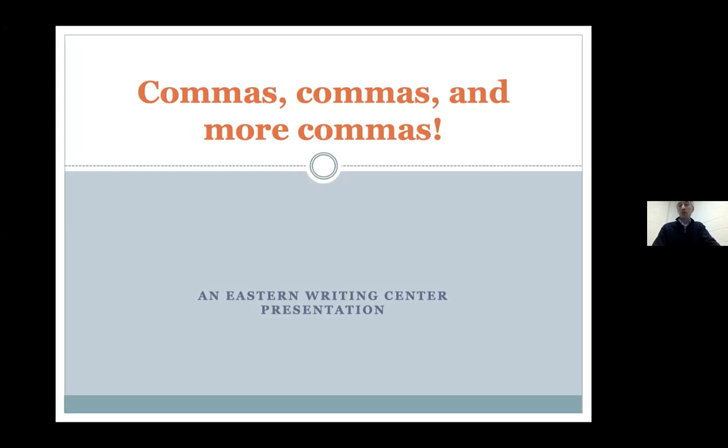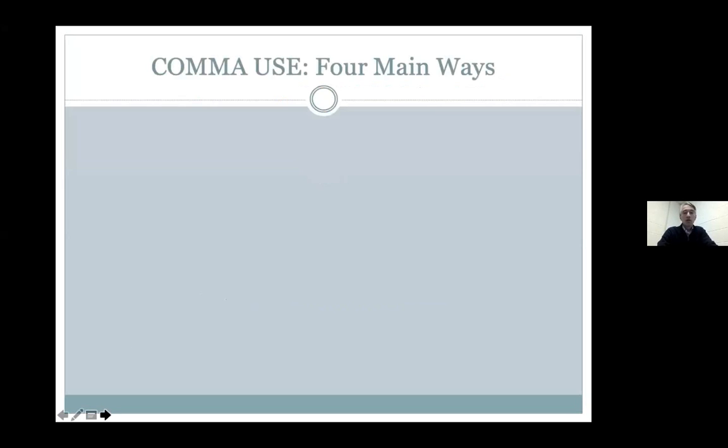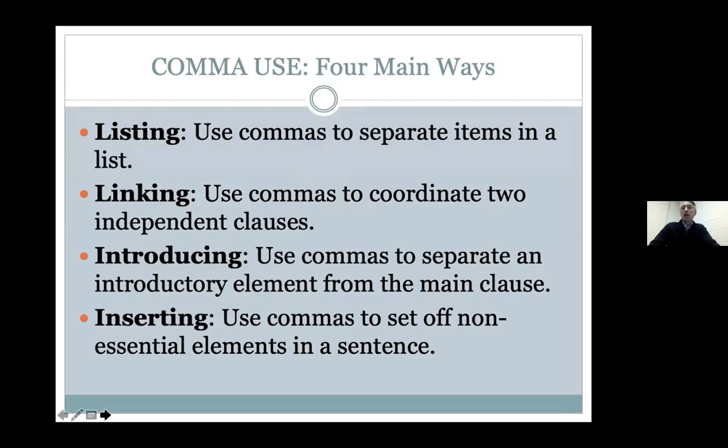But here we're going to look at commas, and the way I'm going to approach this is the way I usually do. We're going to focus on what I and some others have called the four main ways. We're grouping comma usage into four main ways that commas can be used. This is not 100% of the ways that commas can be used, but I think this grouping of four really covers most, if not all, of the main ways that you might use a comma.